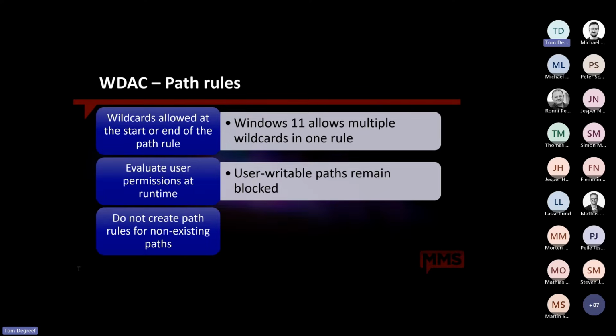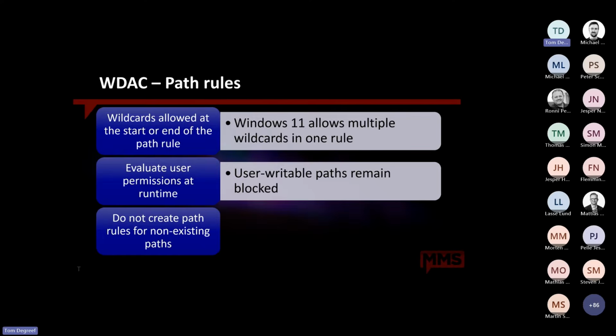Same as for AppLocker, you can use wildcards at the beginning or at the end of a path. Since Windows 11, you can actually have multiple wildcards in one rule. Word of advice here: don't add a wildcard at the beginning of your path, since that would mean that every file that I can then mimic would become trusted. Having a wildcard at the end of a path in most scenarios is fine, with the condition that the path should already exist. Do not create path rules for paths that might not exist on your end users' workstations.